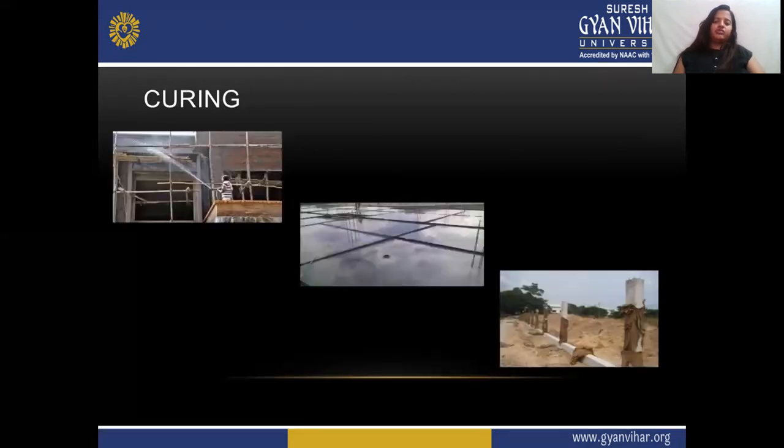So these are some form of curing practices that we practice in our constructions. You can see the first picture where a man is spraying water on all the vertical surfaces to provide water to the surface and release heat of hydration. In the second picture, we can see ponding where the water can be stagnated, and this can help in curing all the horizontal surfaces.